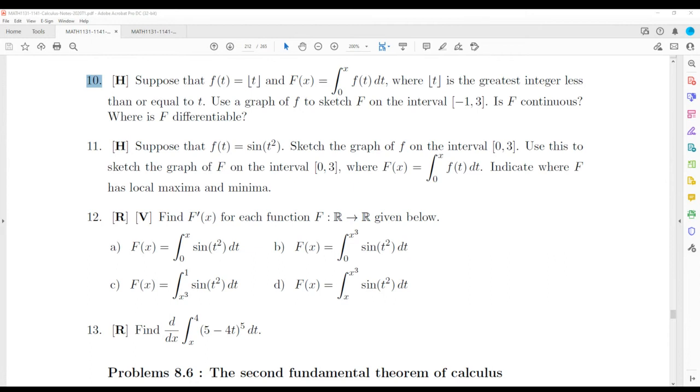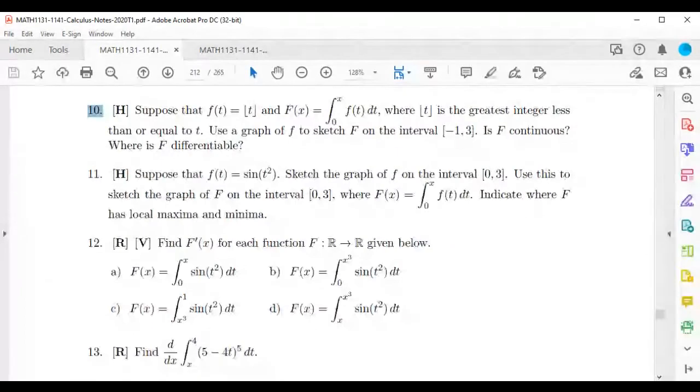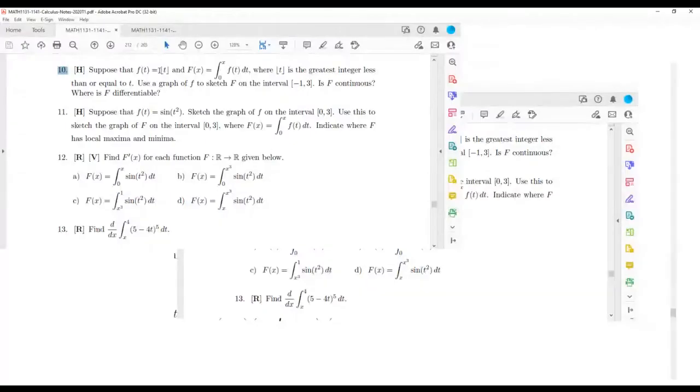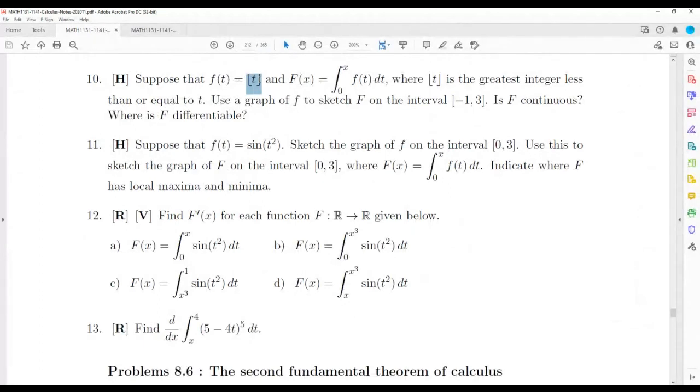Okay, so this function here, it's known as the floor function, okay? And it's a discontinuous function. And the idea is that it's the greatest integer less than or equal to t, right? So if you took the floor of 1/2, the value of the floor function for t equals 1/2 would be 1, okay? So let me show you a picture and I'll put it together.